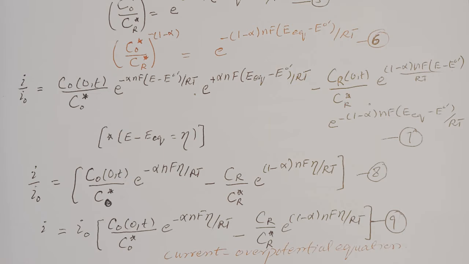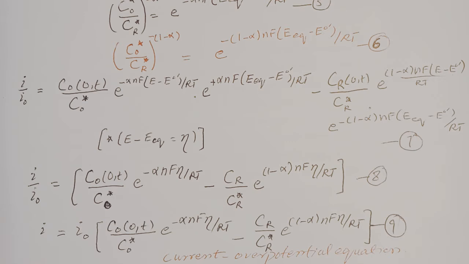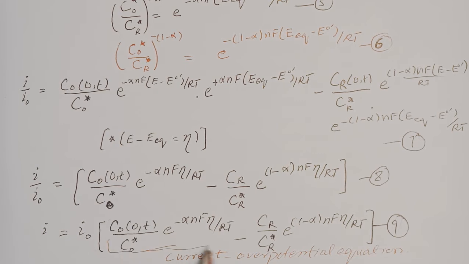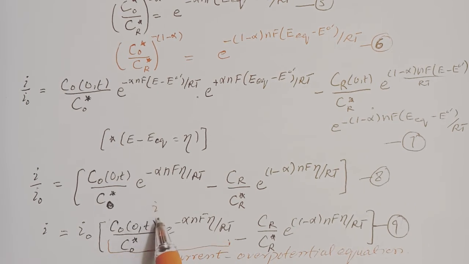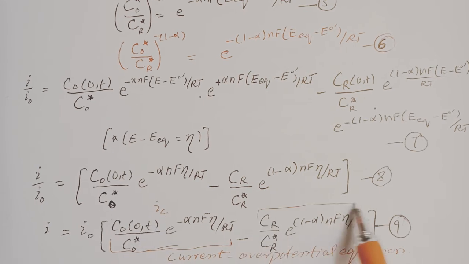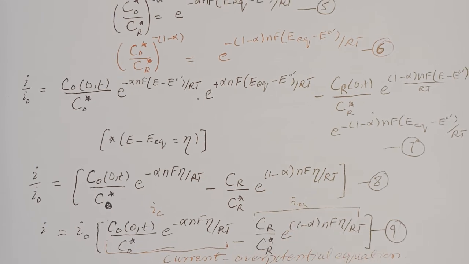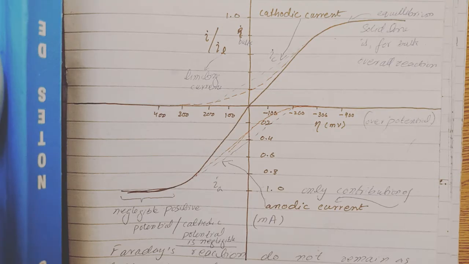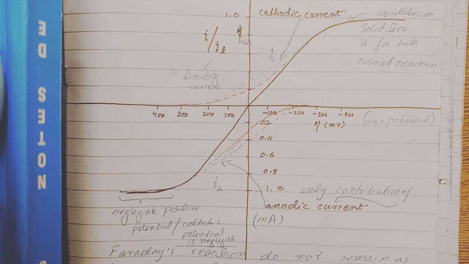which can be explained using the graphical representation of this equation. So I'm going to draw the graphical representation which is showing the anodic and cathodic components. So here in this equation number 9, the first one is showing this component is showing the cathodic component, whereas the second component is the anodic.